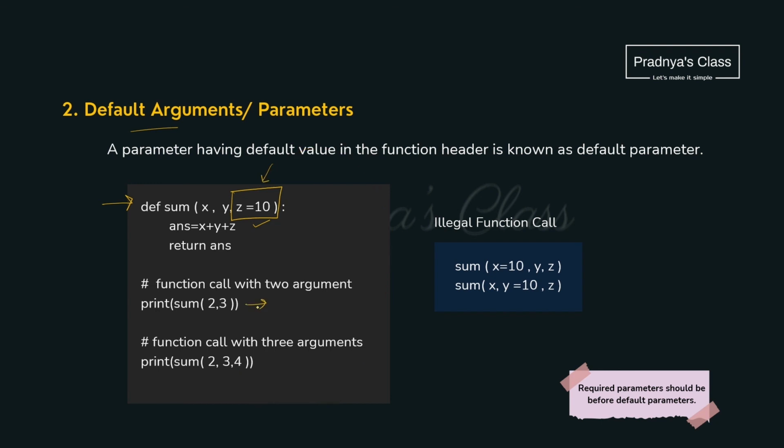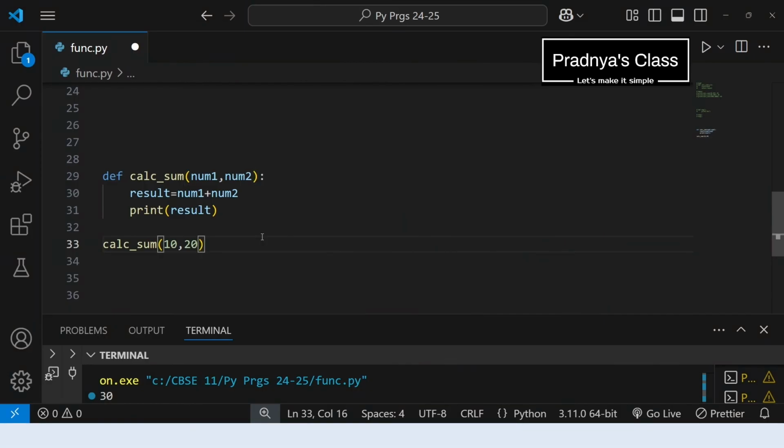So tell me what will be the result if we pass only two values. The third value will get considered, z equals 10. It means we will be adding 2 plus 3 plus 10. We will get 15. What about this function call? We are passing 4 here. It means the value of z will be 4. So the result will be 2 plus 3 plus 4. It will be 9. Alright, let's change the same program with the default parameter.